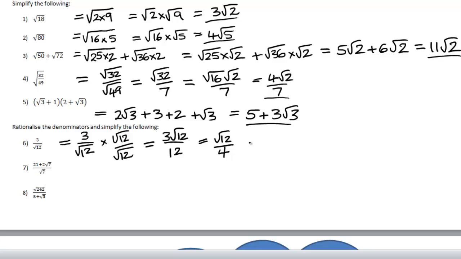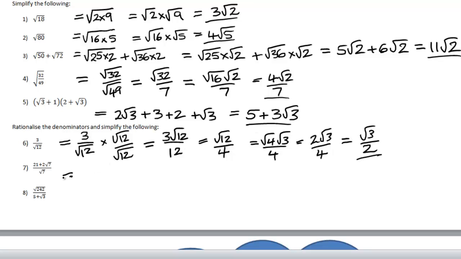But in turn, root 12 simplifies further. Root 12 is root 4 root 3 over 4, which is 2 root 3 over 4, which is root 3 over 2. There's lots of places where you could stop with that, but you need to take it as far as it will possibly go so that you're left with the simplest form.